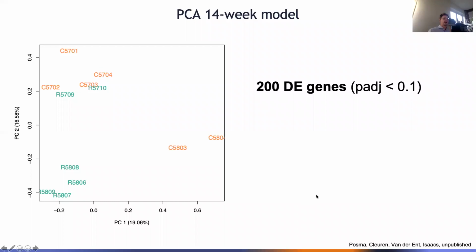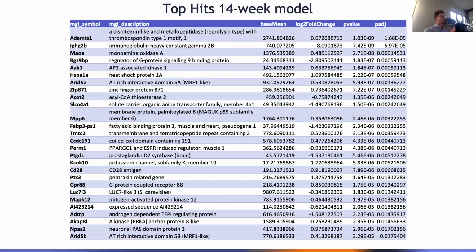And that's just an anticoagulant. So we ended up after the analysis with roughly 200 genes that are significantly differentially expressed after a P adjustment of below 0.1. And these are just examples of a few hits.